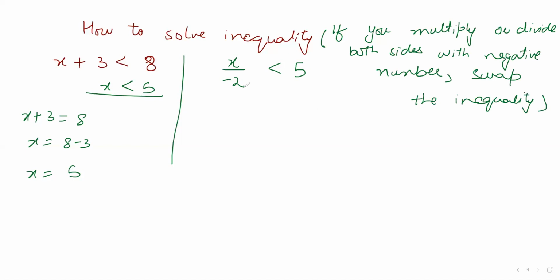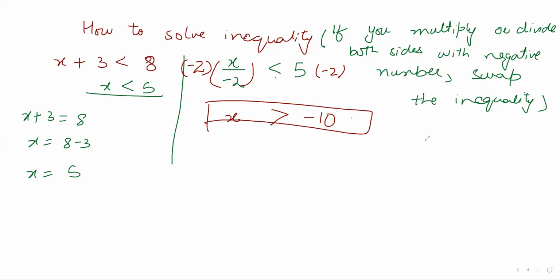So what is happening in this inequality is we need to multiply both of the sides by negative 2 because we need to make x independent. Because we are multiplying both sides by a negative number, we are going to swap the inequality. It's less than, we will make it greater than, x minus 10. So this would be our solution for this inequality. Getting it?